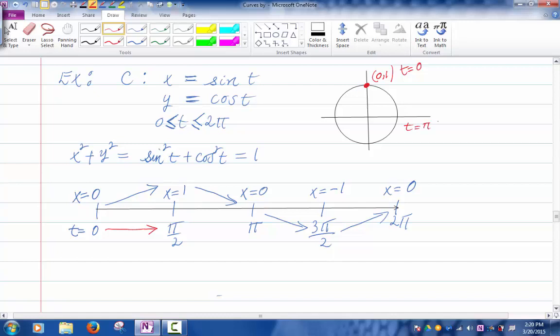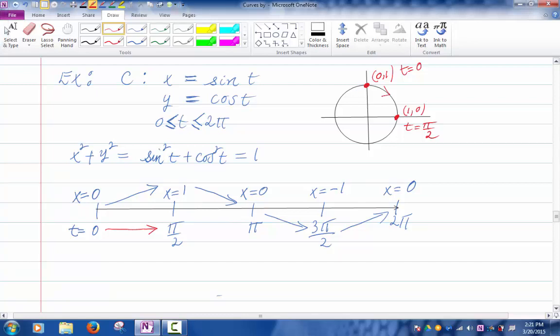At pi over 2, we know that x is 1, and if you look at the y value, the y value is 0. So at pi over 2, I am at 1, 0. So what's happening is that I am moving in the clockwise direction from that point to that point.